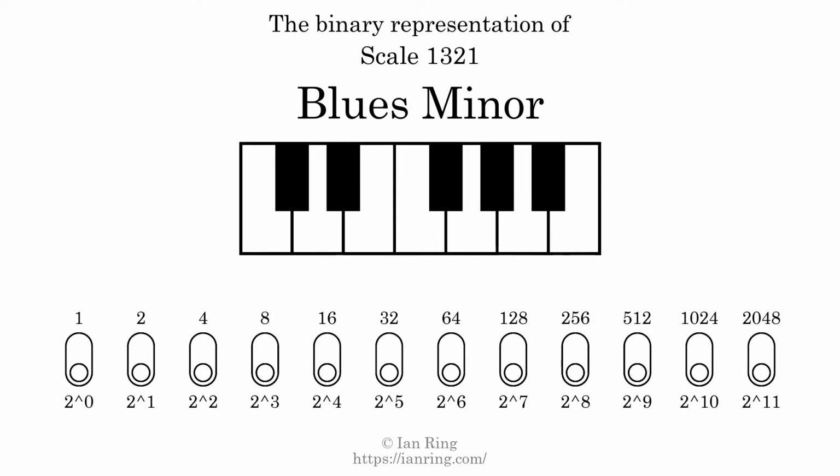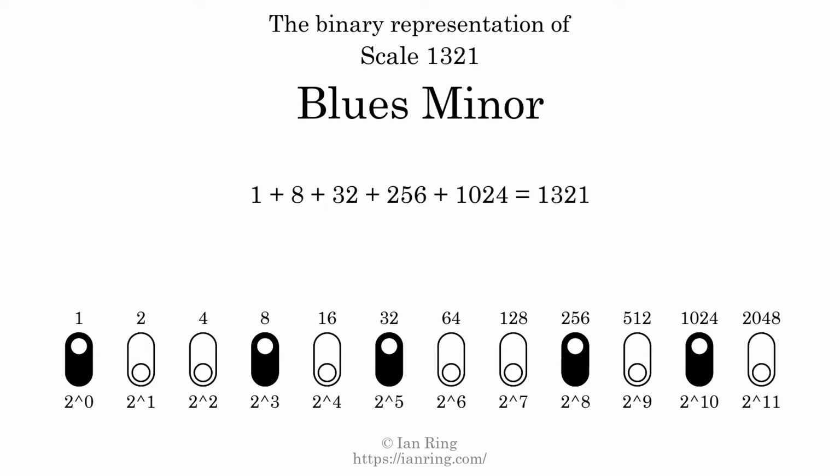The binary representation of this scale is determined by mapping tones of the scale to binary digits. Each binary digit represents a power of 2. To get the scale number, we add the powers of 2 together. The powers of 2 that are present in the scale, all added together, equals 1321. That is why the scale number, in decimal, is 1321.